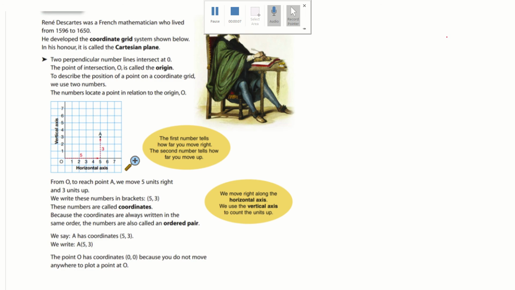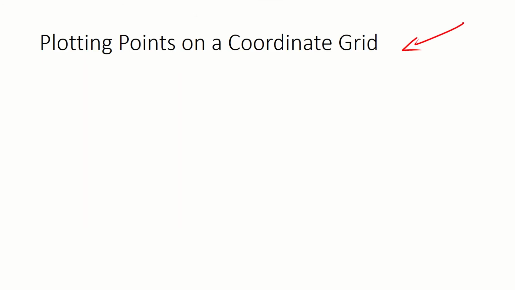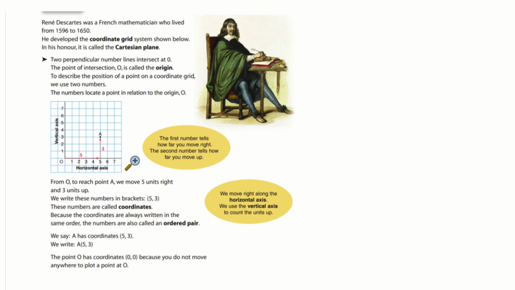Alright, today we're going to be looking at our new part of our unit on plotting points on a coordinate grid. So, a couple things. Some history here. Rene Descartes was a French mathematician who lived from 1596 to 1650, and he actually developed the coordinate grid, which in his honor they called the Cartesian plane. So basically it is two perpendicular lines that intersect at 0. The point of intersection is called the origin.